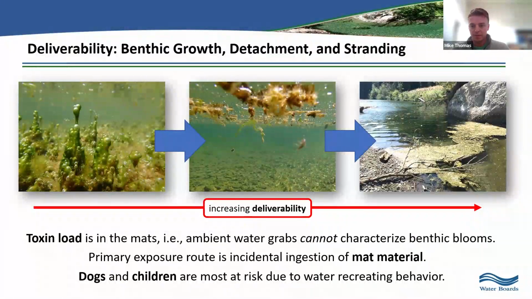So the primary exposure route for benthic cyanobacteria is the incidental ingestion of mat material, and due to their water recreating behavior, pets and children are most at risk.